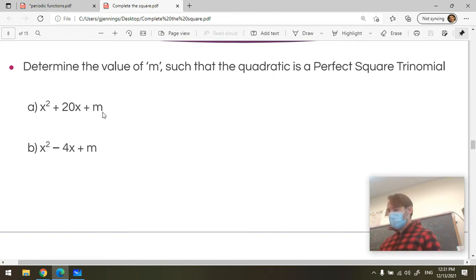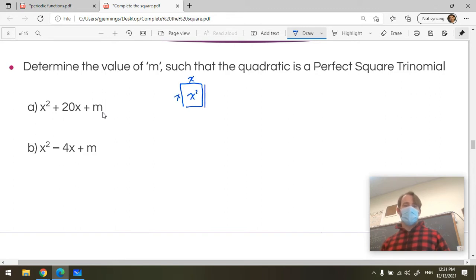And here's how we're going to find this m value. This is something you're going to want in a note for completing the square. So over here, I have x squared plus 20x plus m. If I imagine that, you don't have to write out the imagination each time, but this is x and x. So this is x squared.